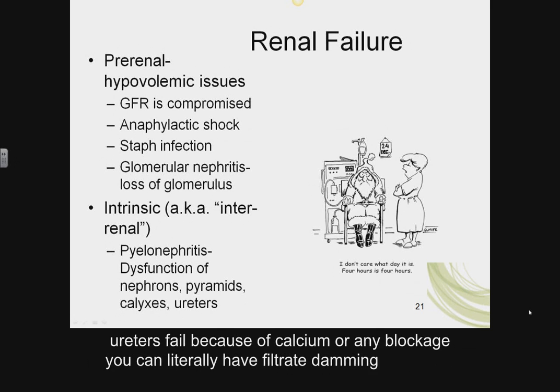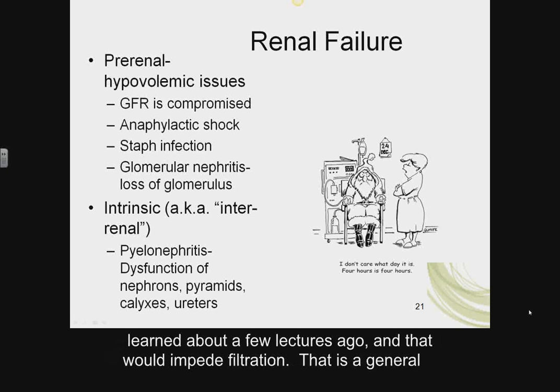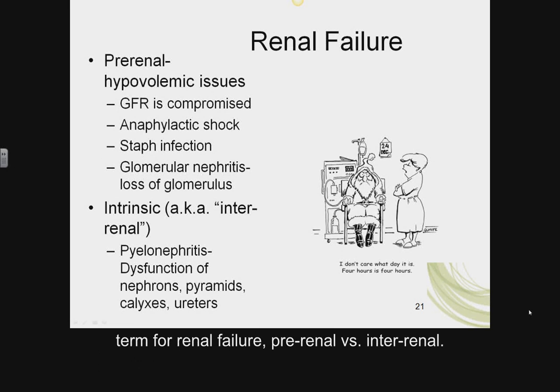If the ureters fail, for example, because of calcium or any blockage, you can literally have filtrate damming all the way back up to Bowman's capsule. This would disrupt the Starling forces that we learned about a few lectures ago, and that would impede filtration. So that's our general explanation for renal failure and considering pre-renal versus interrenal issues.